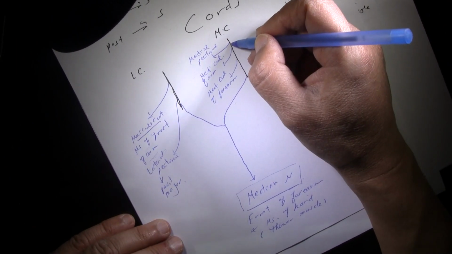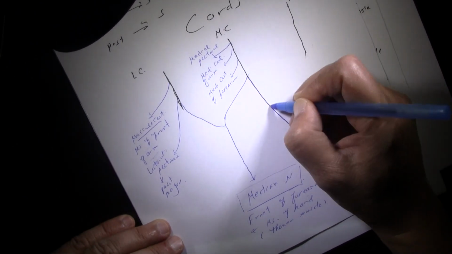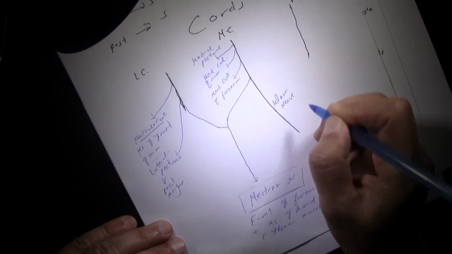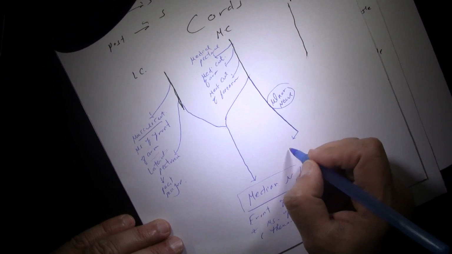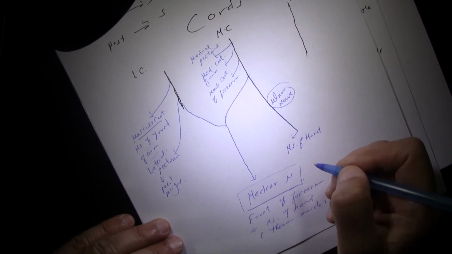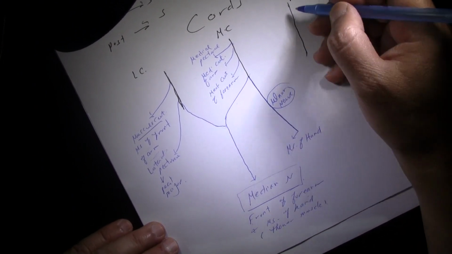Then it is going to give the big branch here called ulnar nerve. And the ulnar nerve supplies mostly muscles of the hand. You have plenty of muscles in the hand, mainly supplied by ulnar nerve.